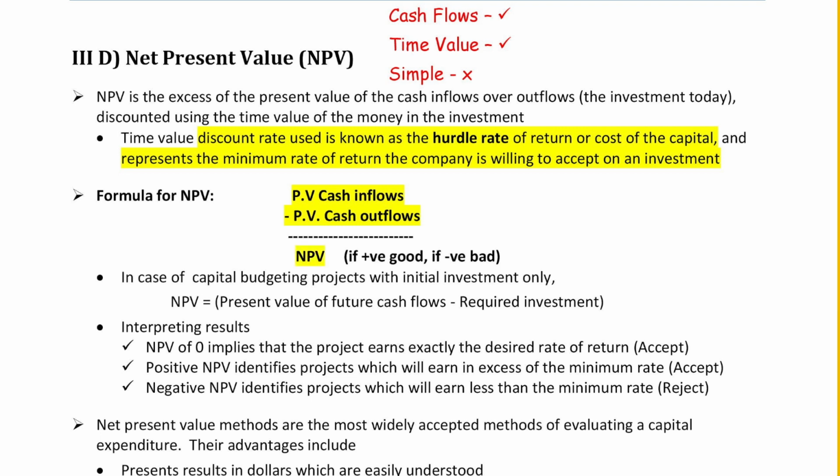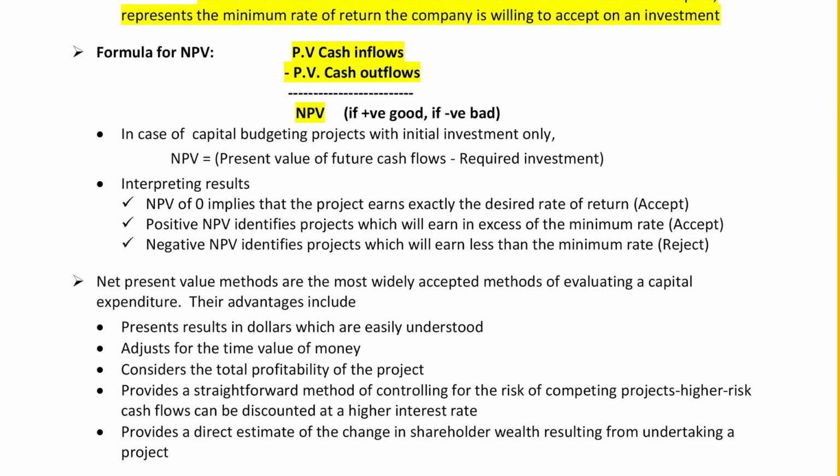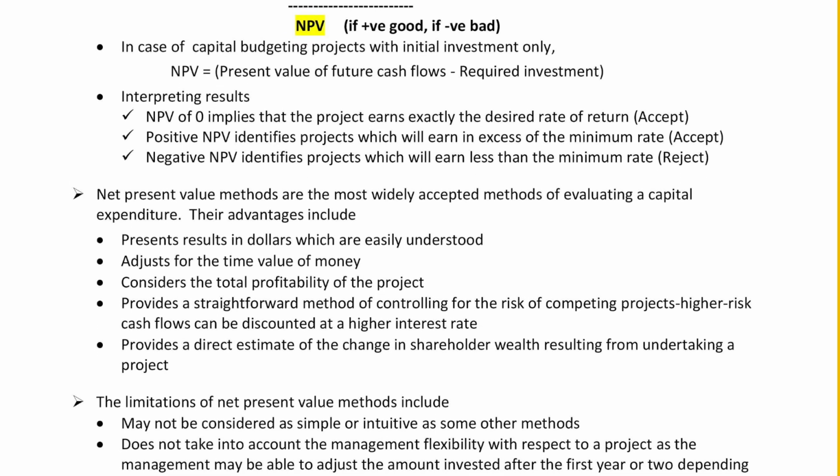So if the NPV is positive or zero, we can accept the project. If it's negative, we should reject the project. Now, NPV has a lot of advantages. It presents results in dollars, which are easily understood. It adjusts for the time value of money. It considers the total profitability of the project, unlike the payback method, which just considered cash flows till the time the initial investment was returned.